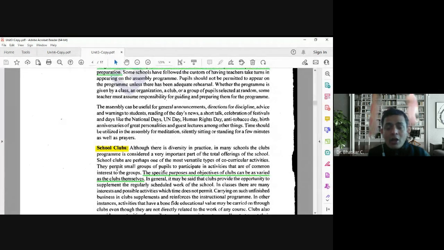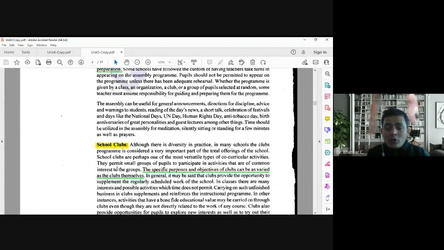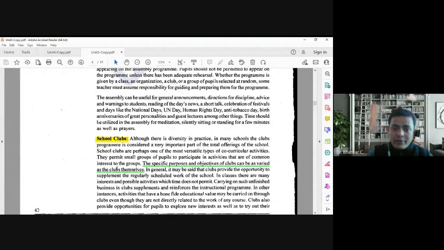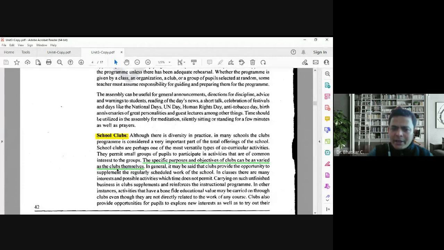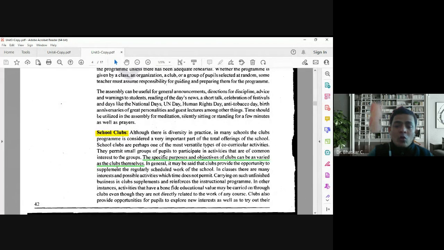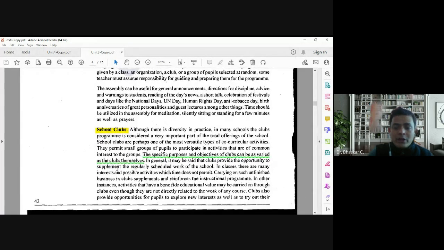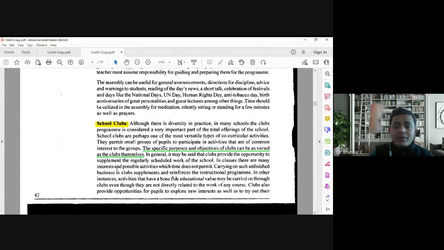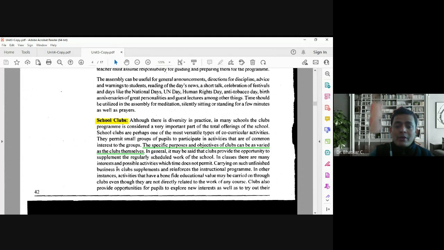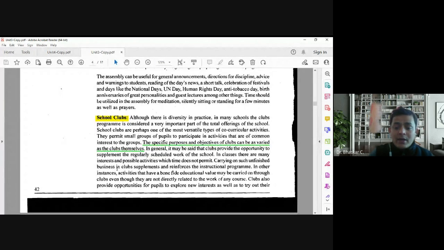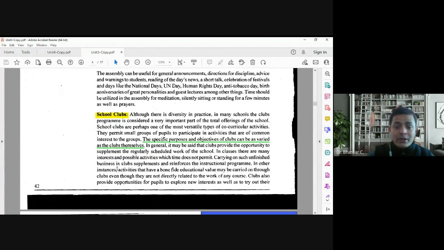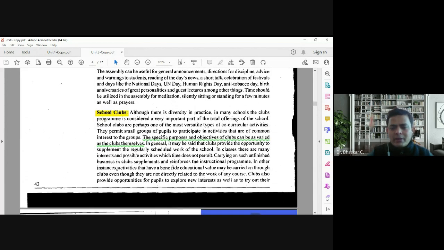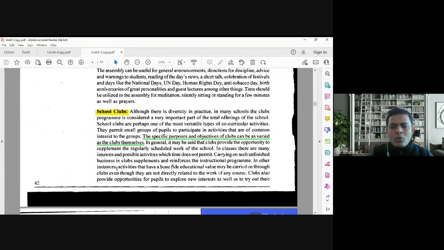Here I am talking not about the public clubs, I am talking about the school clubs, and these school clubs are really very meaningful. Why are they meaningful? Because they offer versatile types of co-curricular activities. When I say versatile types of co-curricular activities, it simply means that these school clubs may organize some specific events based on the nature of the subject. Like if you are a math teacher and you have a mathematics club in your school, what can you organize there?